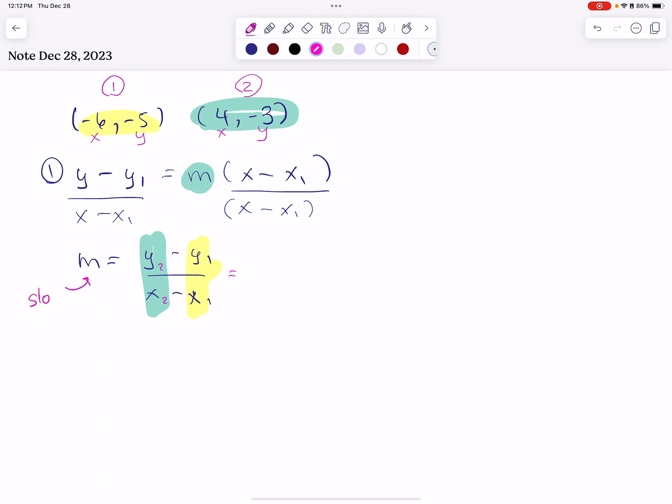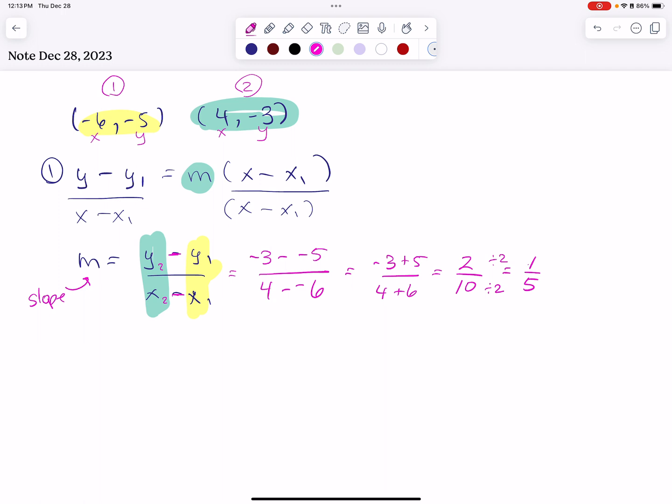This is slope. So y2 in this case is my second y point, which is -3, minus y1, which is -5, over x2, my second x point, which is 4, minus my other x point, which is -6. So notice it's this minus, and then the point is actually -6 and -5. So this becomes -3 plus 5 over 4 plus 6. So -3 plus 5 is going to be 2, and 4 plus 6 is going to be 10. So this is 1 over 5, just dividing the top and the bottom by 2 to simplify to 1/5.